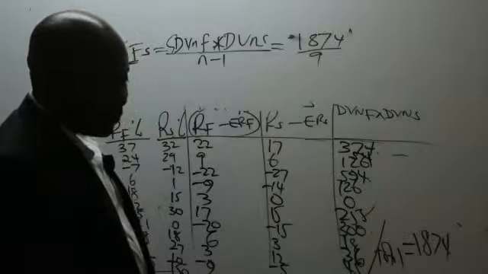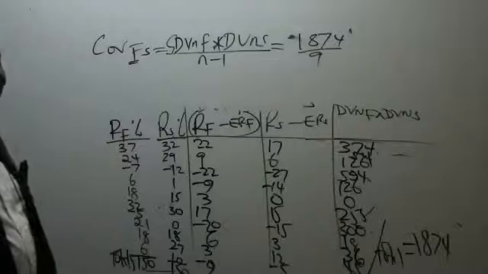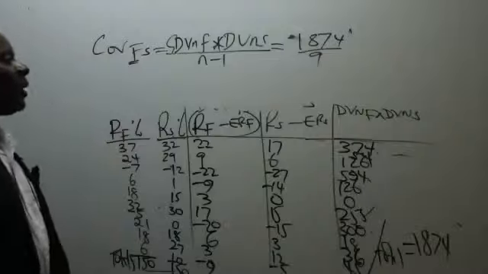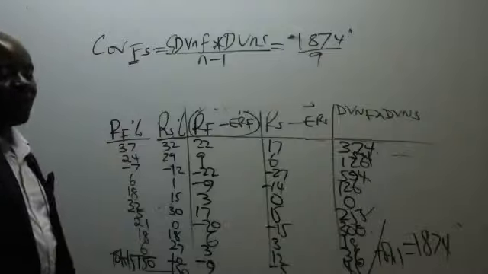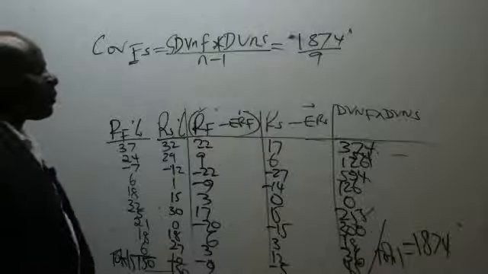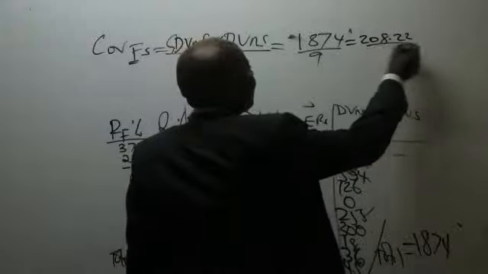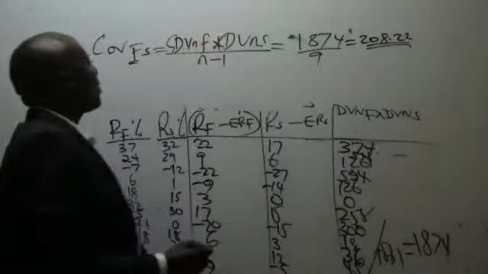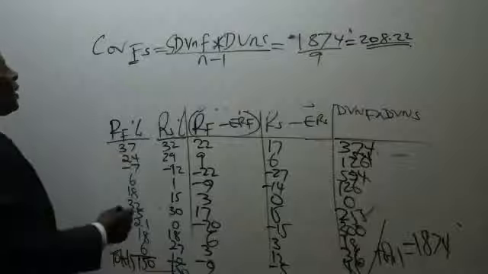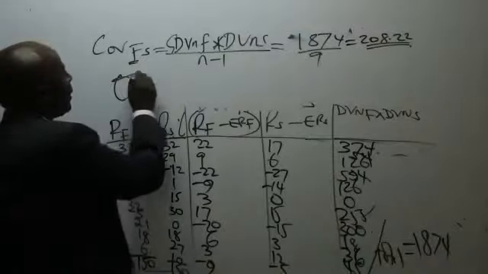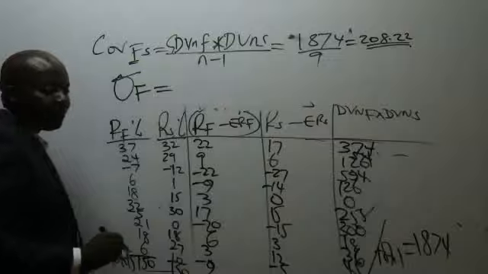I won't rub off. Yeah, it is 10 minus 1. It is n-1. Thank you very much. So 1874 divided by 9 gives me 208.22. Great. For purposes of getting correlation, I need the individual standard deviation.